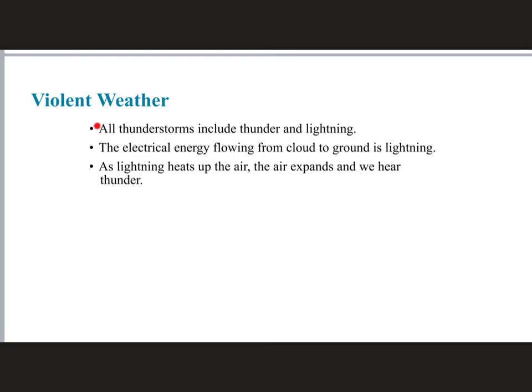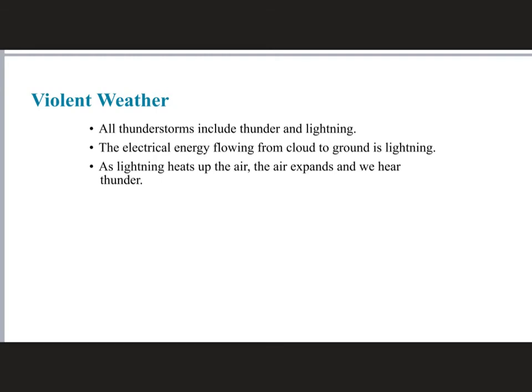Now, all thunderstorms include thunder and lightning. And lightning is simply a flow of electricity. It's the same process if you've ever been zapped by a doorknob after you've scraped your shoes across a carpet. You see that little arc of electricity between your finger and the doorknob. That's a little miniature lightning bolt. The same thing happens with clouds.